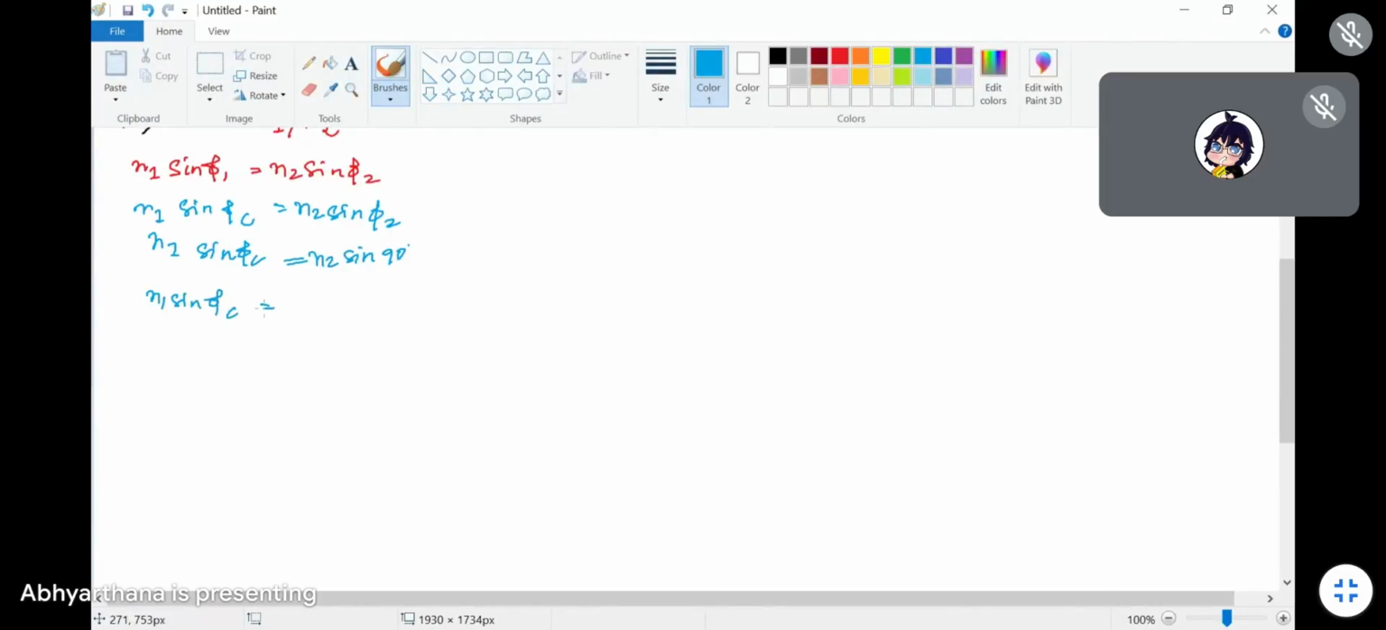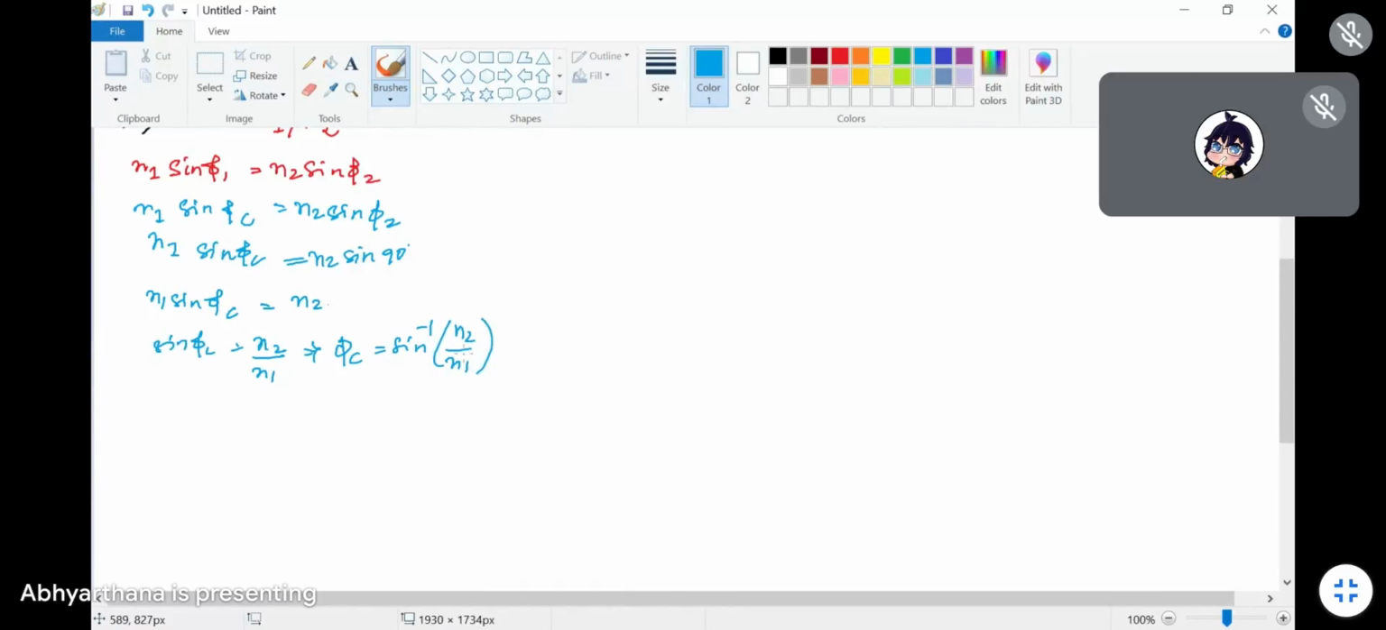I'm just giving this so that if at all a few people, I'm pretty sure there are a few people who may not have understood and are not saying anything. That's the reason why I'm doing everything a little bit elaborate. So this is your sine phi c will be equal to n2 by n1, giving rise to phi c is equal to sine inverse of n2 by n1.